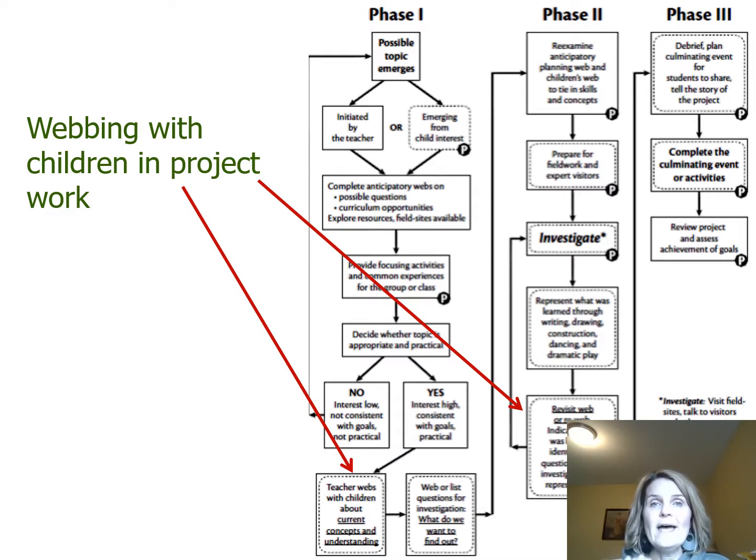So when we web, you can see that we've got a couple of places here. Let me see if I can pick up my pen and highlight those. I'll highlight those in purple, even though there are some arrows there. So we've got the teacher webbing.